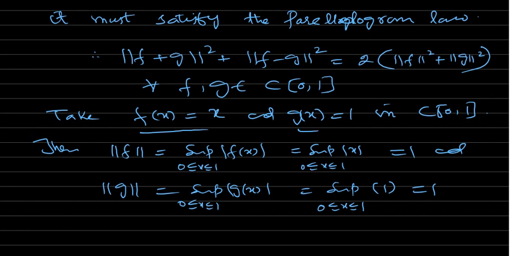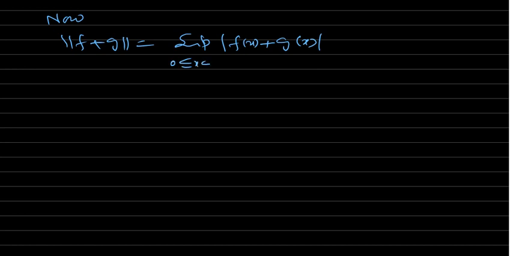So now let's calculate the norm of f plus g and the norm of f minus g. Norm of f plus g is the supremum of f plus g of x, where the addition is component wise. What's f of x? That's x, and g of x is 1. So it's x plus 1. The supremum of x plus 1 for 0 ≤ x ≤ 1 is 2, so the maximum value is 2.